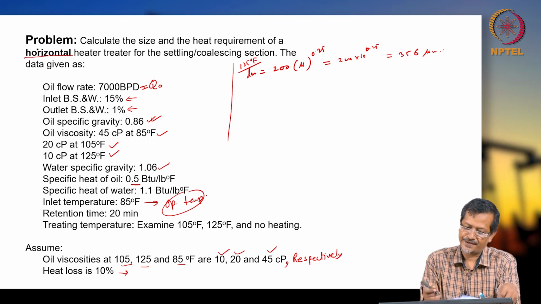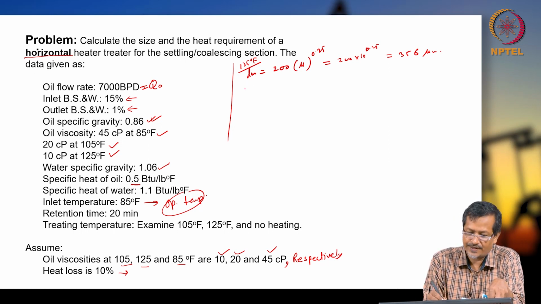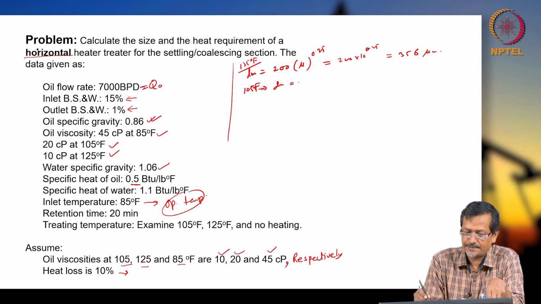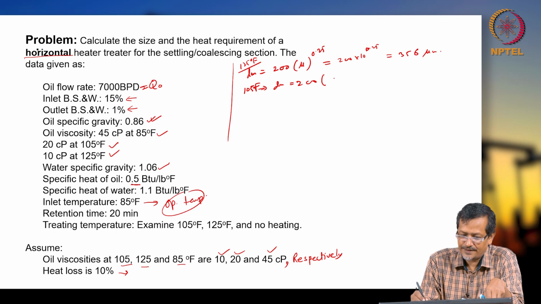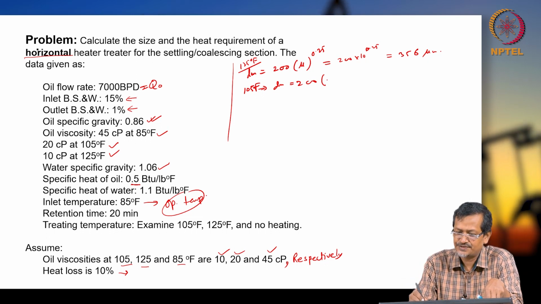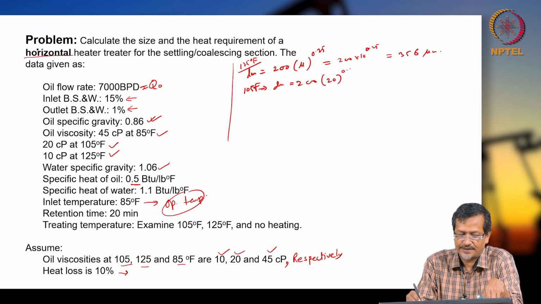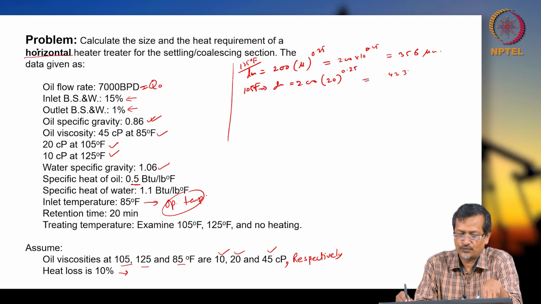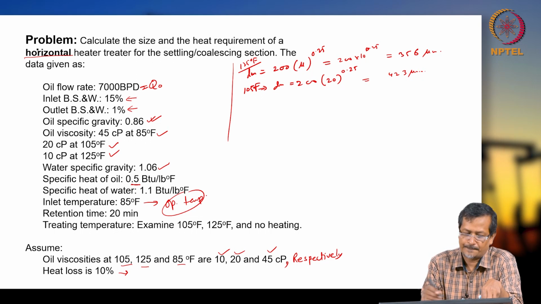Now T equals 105 degree Fahrenheit. In that case dm again 200 into your viscosity changed to 20, again power is 0.25. So this will be 423 micrometer.